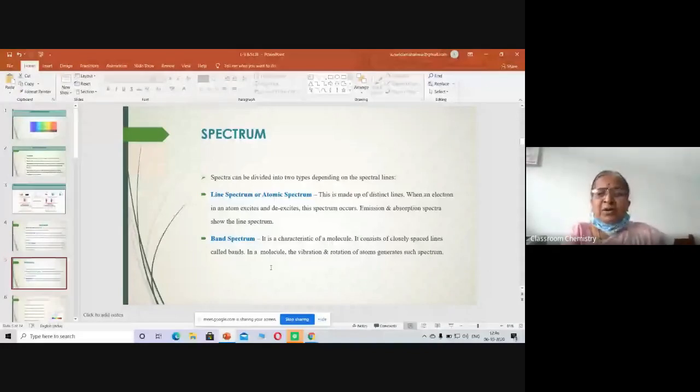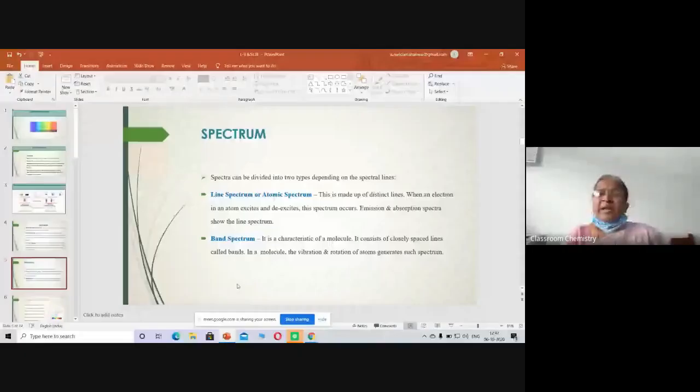But what is about molecule? In case of molecule, instead of single sharp line, the spectrum appears like a band spectrum. म्हणजे शार्प लाईन न मिळता आपल्याला बँड मिळतो ग्राफ मध्ये, अँड दॅट इज नोन ॲज द बँड स्पेक्ट्रम. आणि बँड स्पेक्ट्रम कशामध्ये मिळतो? मोलिक्यूल मध्ये मिळतो. इट इज ए कॅरेक्टरिस्टिक ऑफ ए मोलिक्यूल. It consists of the closely spaced lines called bands in a molecule. The vibration and rotation of atoms generates such a spectrum.